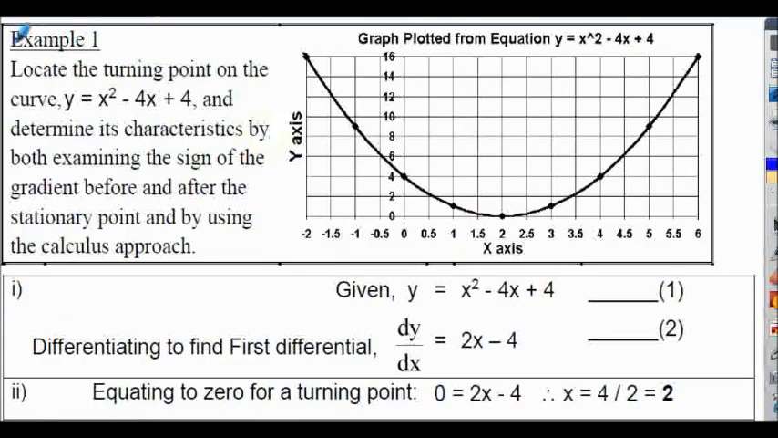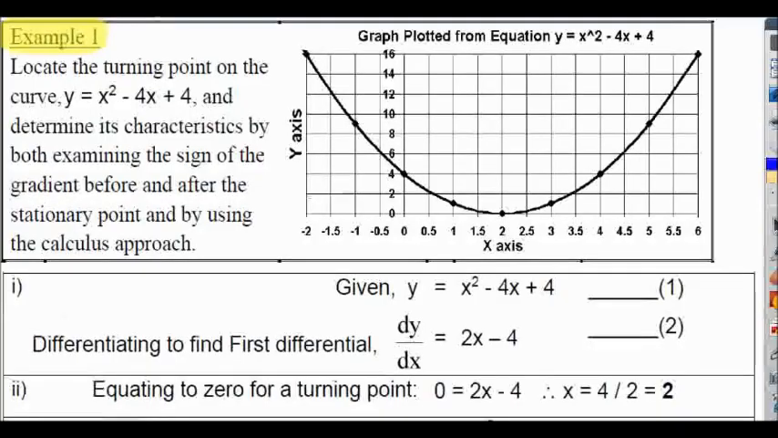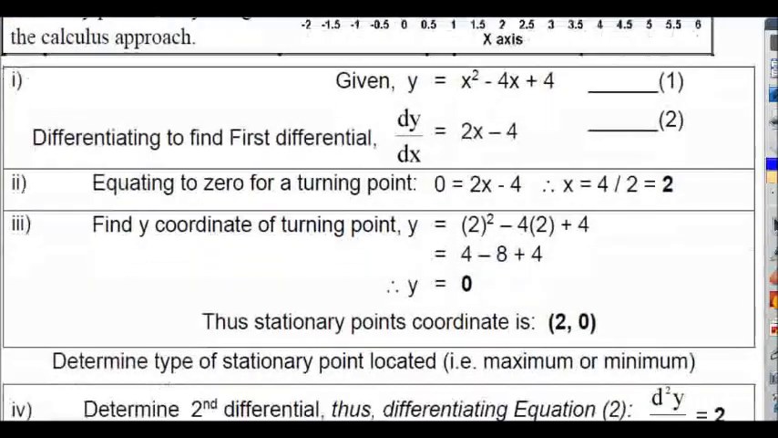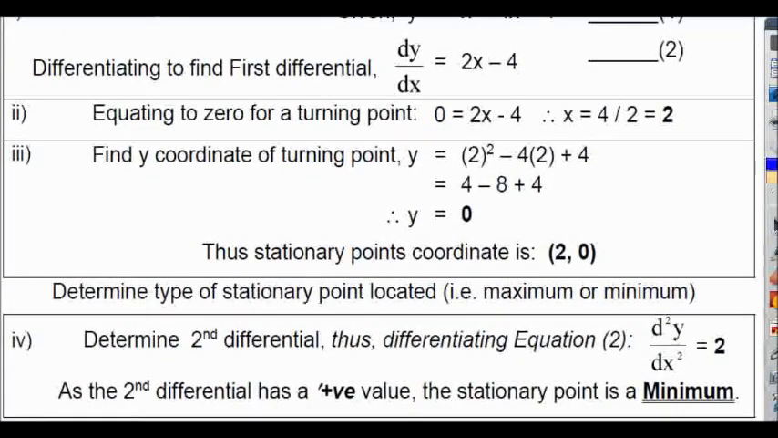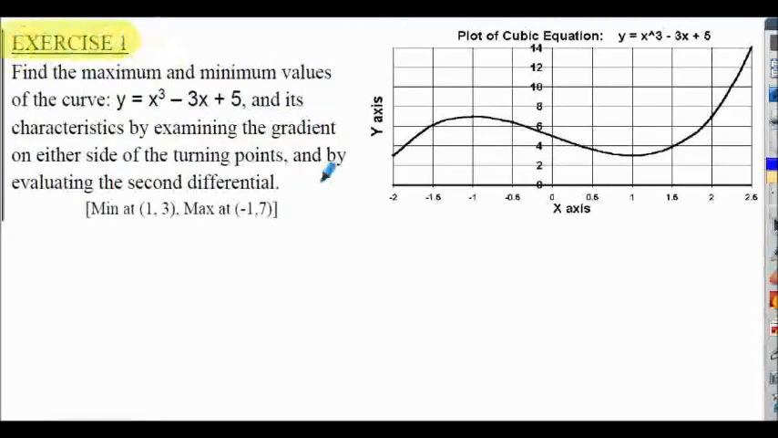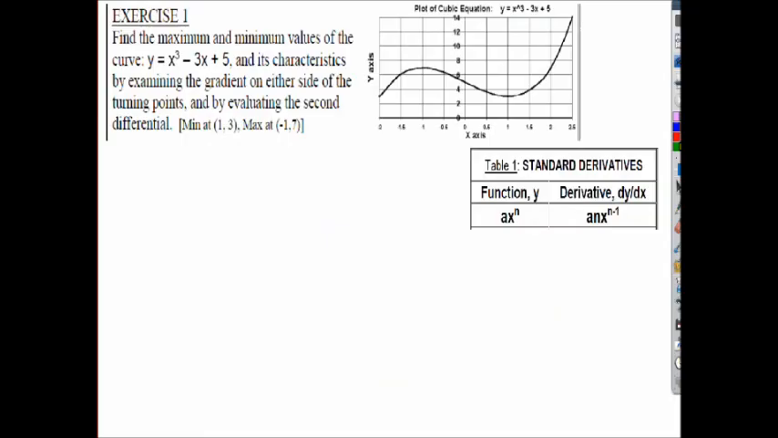I've just included an enlarged version of example 1, purely for ease of reference. Here's an enlarged view of exercise 1. It's now going to be considered. Okay, so I'm going to take you through exercise 1 here.